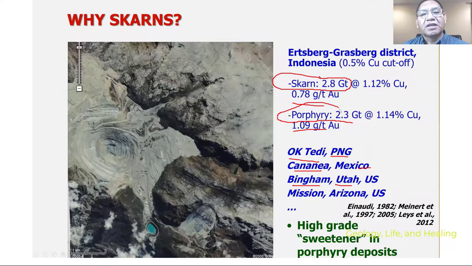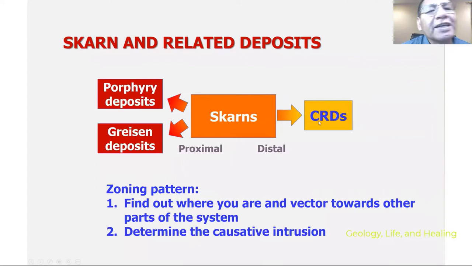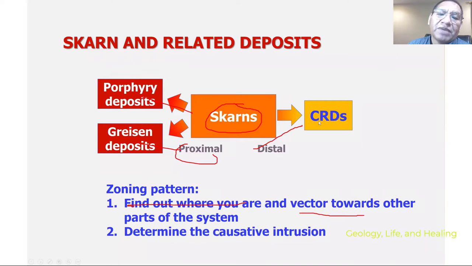Next one. Skarn and related deposits. So we have a skarn in this area. Proximal to the intrusive, we have porphyry. Proximal to the intrusive, we have greisen deposits. Distal from the intrusive, we have CRD, carbonate replacement deposits. So it is important to find out where you are and find the vectors towards the parts of the system. Determine the causative intrusive. If you are in skarns, find the intrusive. That's the target.